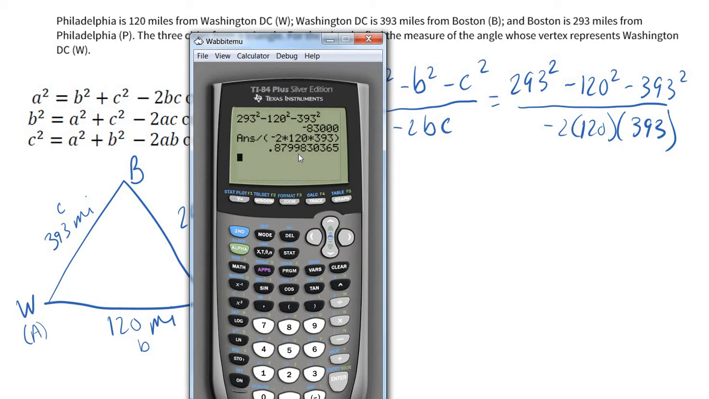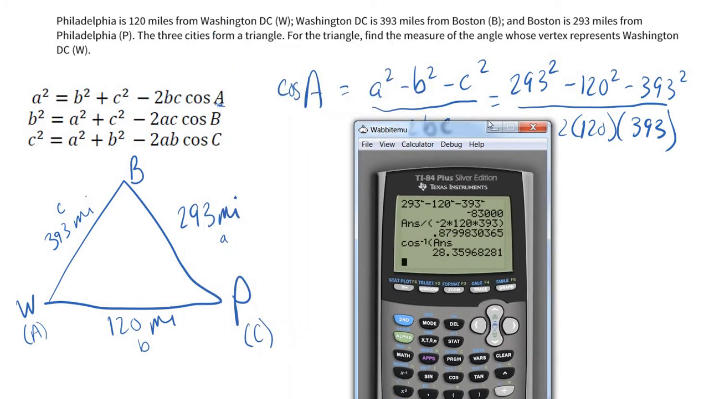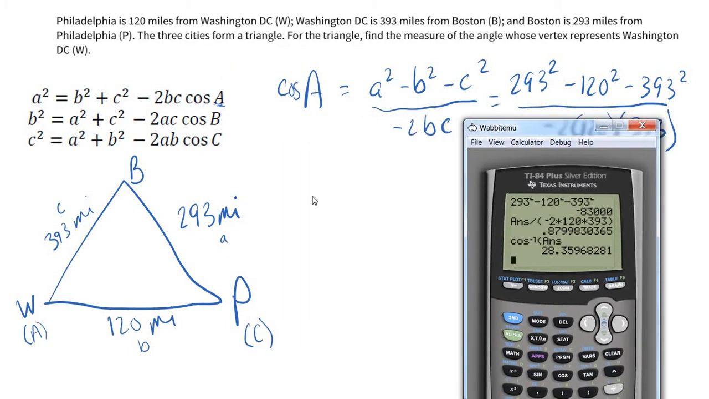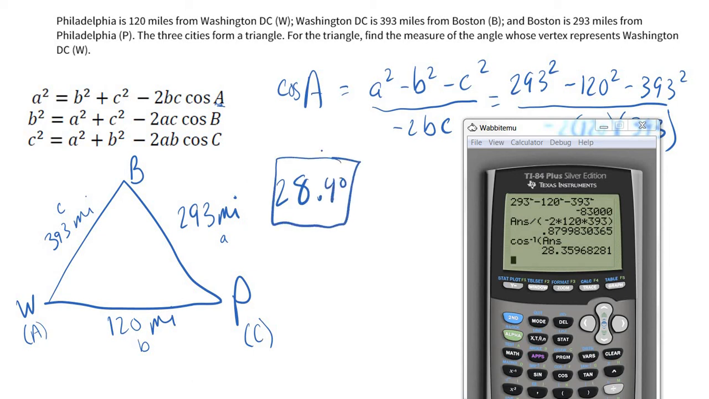Now that's the cosine of our angle, remember. So now I'm going to do the arc cosine. So those inverse trig functions coming into play here. And we get about 28.4 degrees. Let's just round it to like 1 decimal place, okay? So 28.4 degrees is what I come up with.